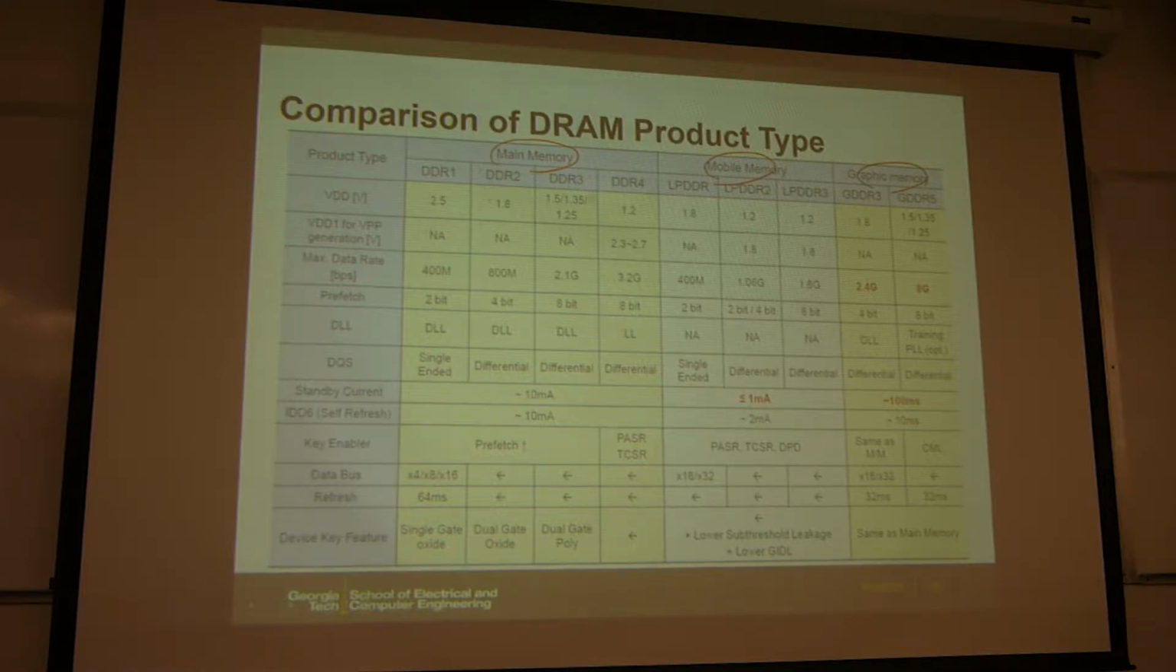Of course, with the more advanced generations, the power supply is decreasing, but the data rate keeps increasing. Here is the BPS, bits per second, and you can see DDR4 is like 3.2 giga BPS. Of course, if you look at the GDDR, it's much higher and much more power hungry for the gaming. I will not go into the details of this table. So basically 3 types of the DRAM.